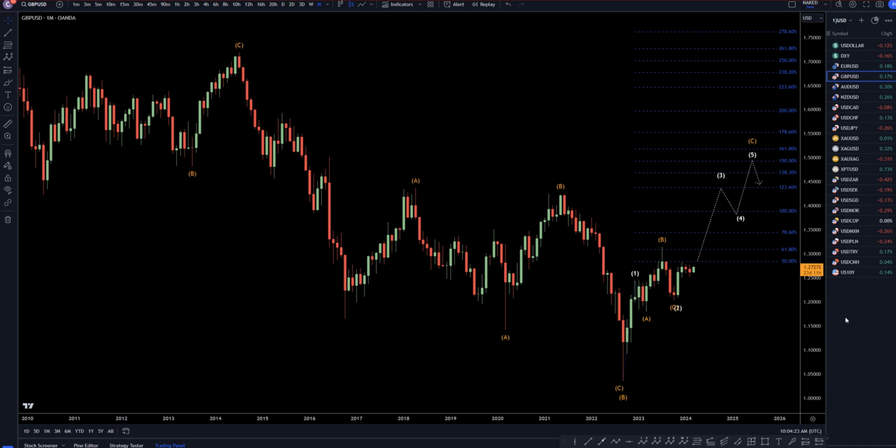Today is Wednesday, March 6th, and this is my analysis of the pound US dollar, starting on the monthly, working my way down to the 1 hour time frame for the full top-down analysis.